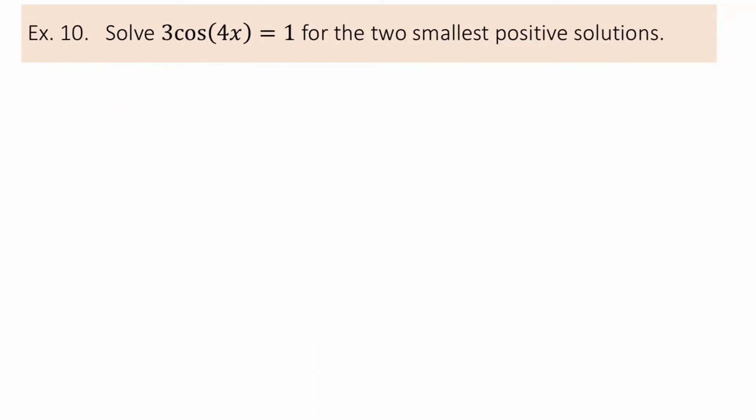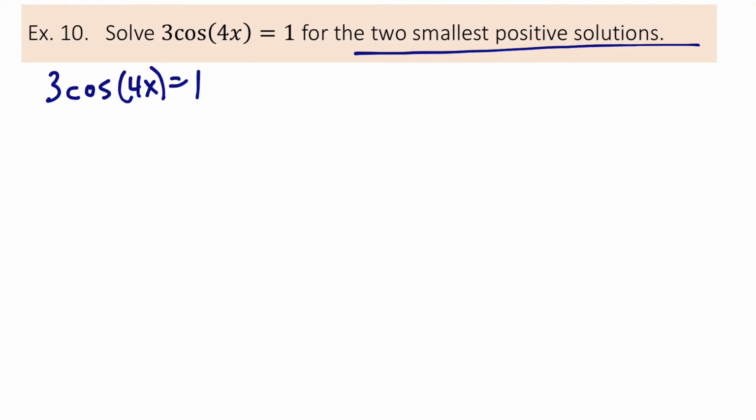So this example says solve 3 cosine of 4x is equal to 1 for the 2 smallest positive solutions. So I'm going to isolate my trig function by dividing by 3. So the cosine of 4x is equal to 1/3. So 1/3 is not the cosine of any of my standard angles on the unit circle. So we have to undo this using the inverse cosine.